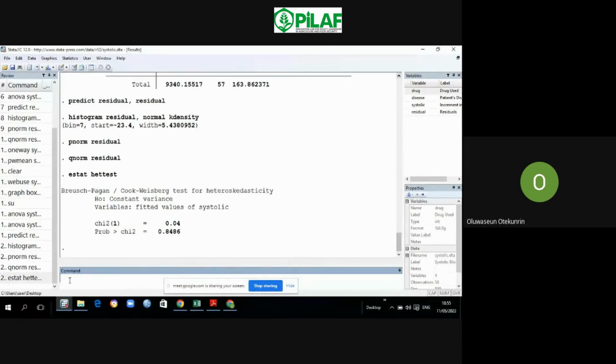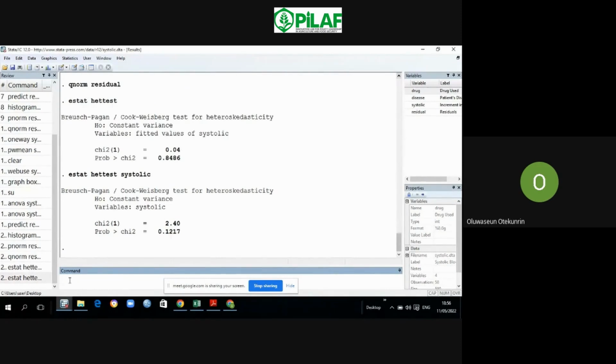You can also, since systolic is our dependent variable, test whether you have constancy of variance in that dependent variable. You can type estat hettest systolic. So the variable here is systolic. H0 is still that we have constant variance. And if you look at the decision too, you see that we are still accepting that there is constancy of variance.